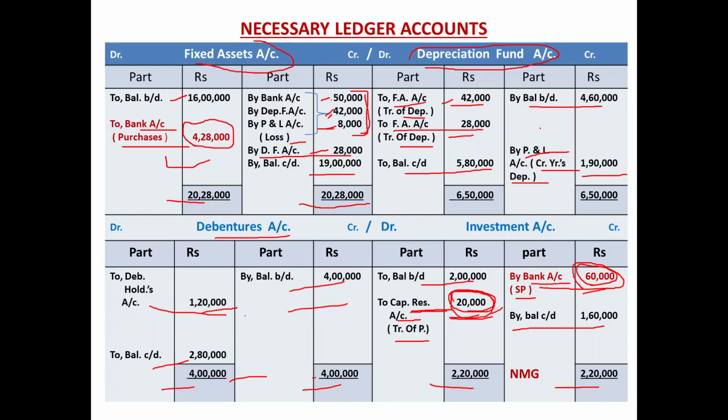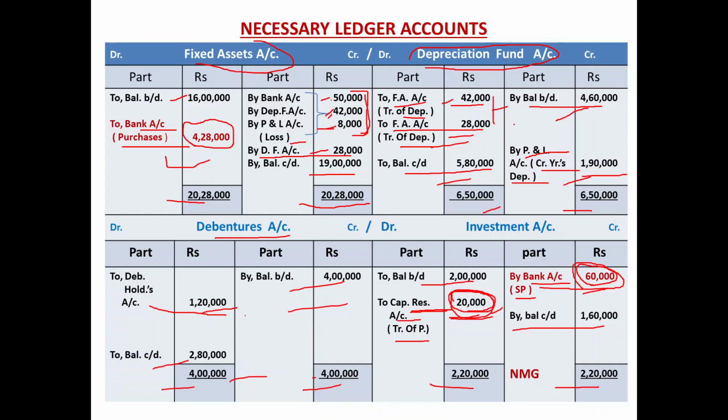Depreciation fund account. Opening balance, closing balance. These two entries of the posting we already gave for transfer of depreciation, one for the sale, another for the written off. Current year's depreciation we already saw. Account is over, 6,50,000, 6,50,000. No balancing figure.